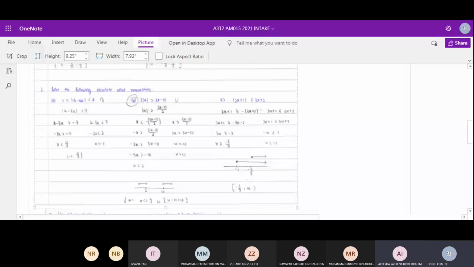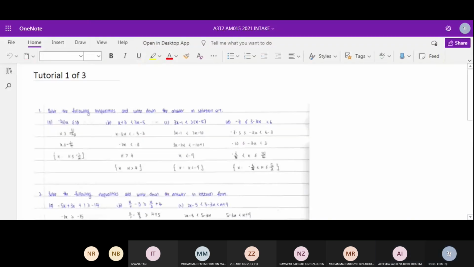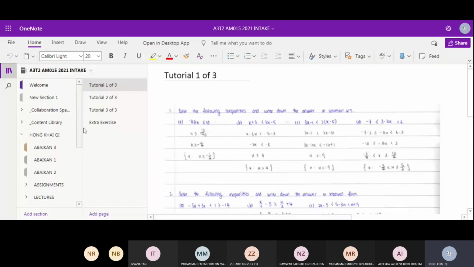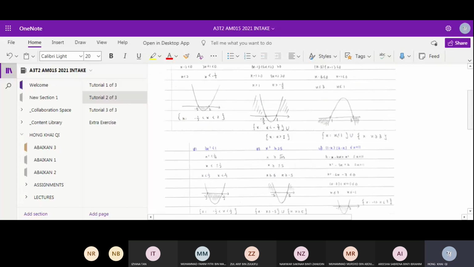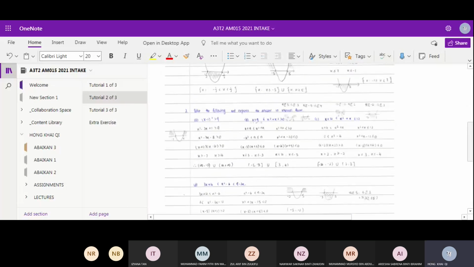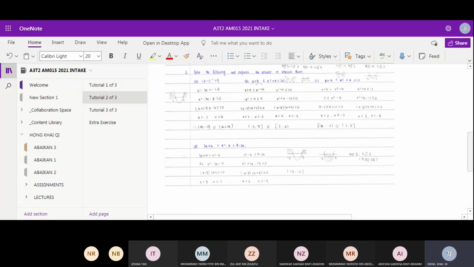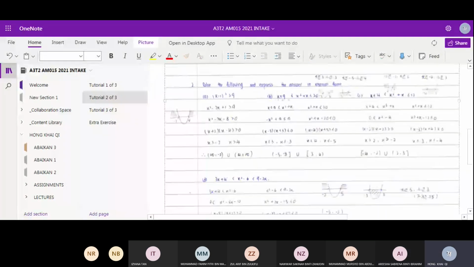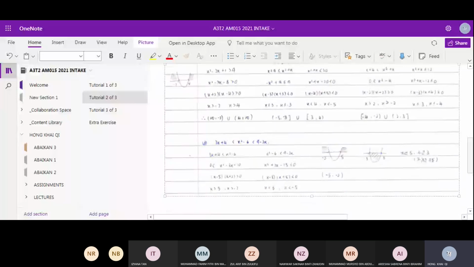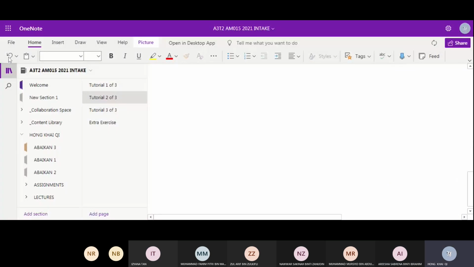Ada. Cuba tunjuk nombor 2, tutor 2. Nombor 2, tutor 2, soalan D. This one. Ya. Okay. Wait.